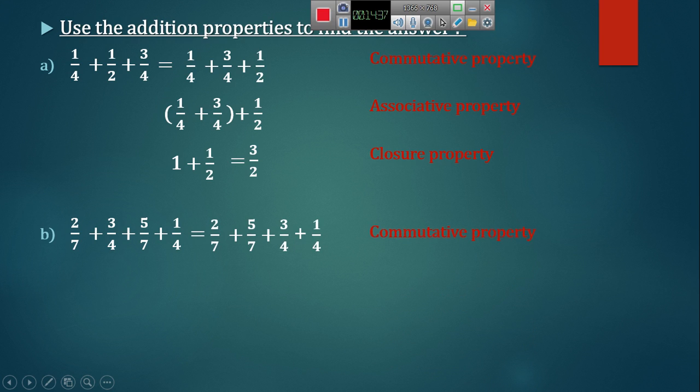This property is called the commutative property. And after doing that, we need to put brackets around the like terms or the like denominators like this. Okay, this property is called associative property. Let's find the result of each bracket. Here 2 over 7 plus 5 over 7, we will get 7 over 7 or 1. And also 3 over 4 plus 1 over 4, we will get 4 over 4 or 1. After that, 1 plus 1, this is equal to 2. And this property is called closure property.